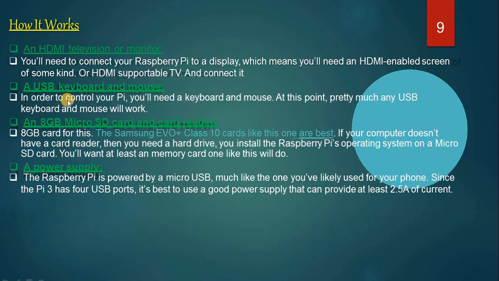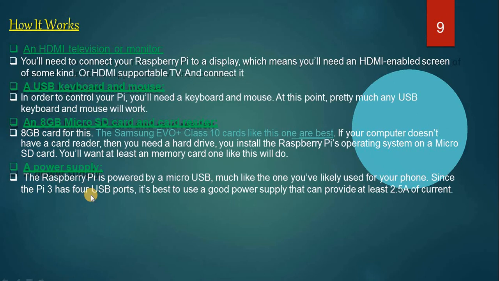Second is a USB keyboard and mouse. In order to control your Pi, you will need a keyboard and mouse. At this point, pretty much any USB keyboard and mouse will work. Third one is an 8GB micro SD card and card reader. If your computer doesn't have a card reader, then you will need a hard drive.